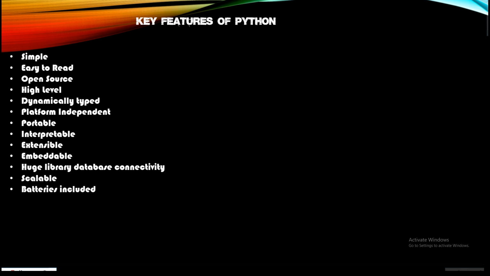Batteries included. The huge library of Python contains several small applications, which are already developed and immediately available to programmers. These small packages can be used and maintained easily, thus programmers need not download separate packages in many cases. This will give them a head start in many projects. These libraries are called batteries included.